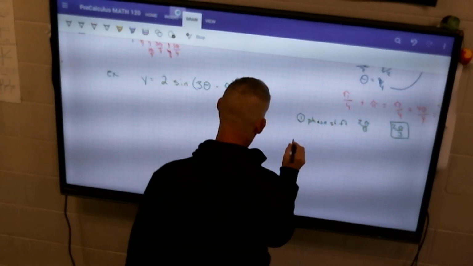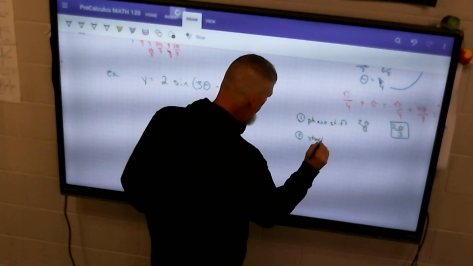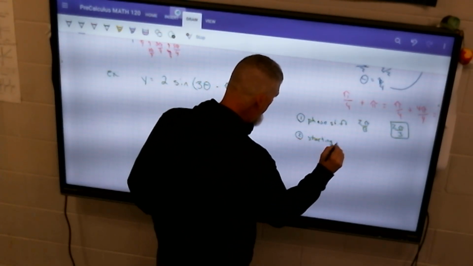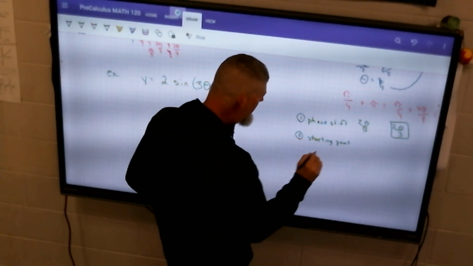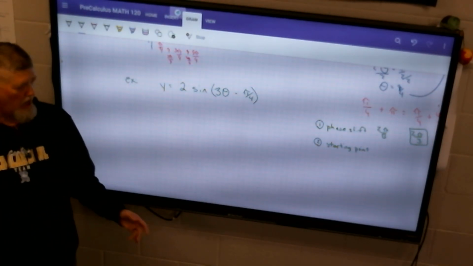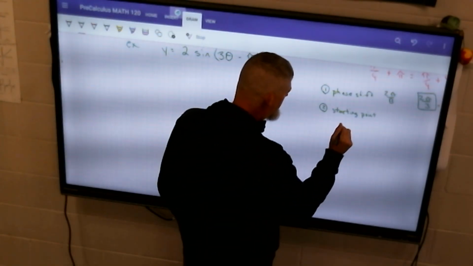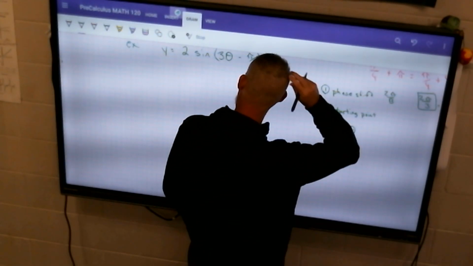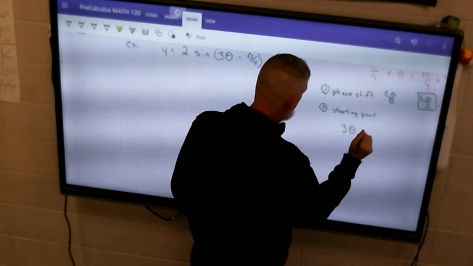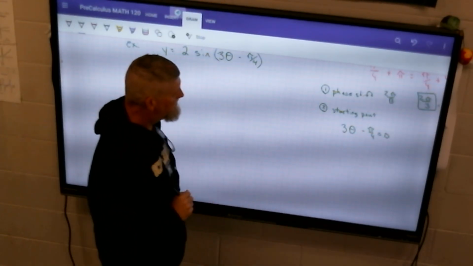All right, number 2, how do I find the starting point? I heard set equal to 0. I heard put it equal to 0. What am I putting equal to 0? What's in the parentheses. Outstanding. Whatever is in the parentheses, set that equal to 0. So 3 theta minus pi over 4 is going to be equal to 0. Okay?